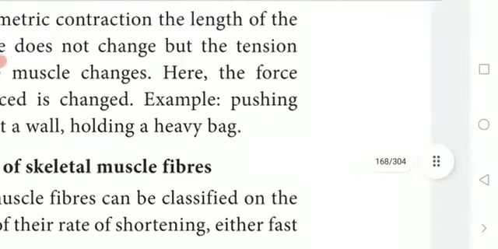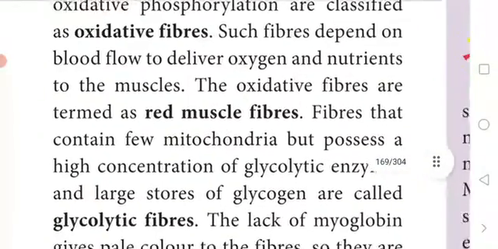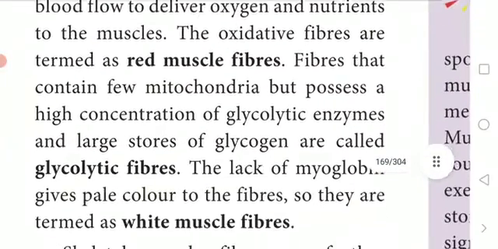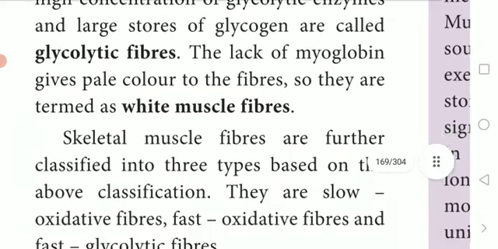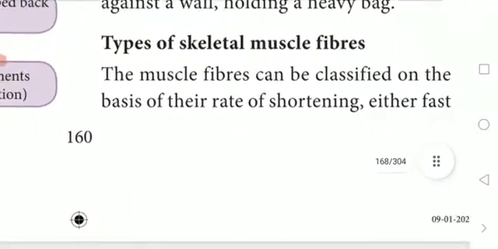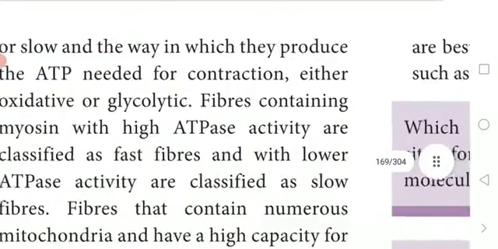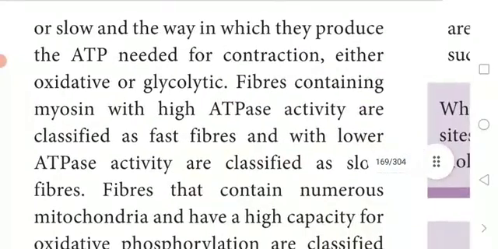The types of skeletal muscle fibers: oxidative fibers, which are red muscle fibers, and glycolytic fibers, which are white muscle fibers. The muscle fibers can be classified on the basis of their rate of shortening, either fast or slow, and the way in which they produce the ATP needed for contraction, either oxidative or glycolytic.